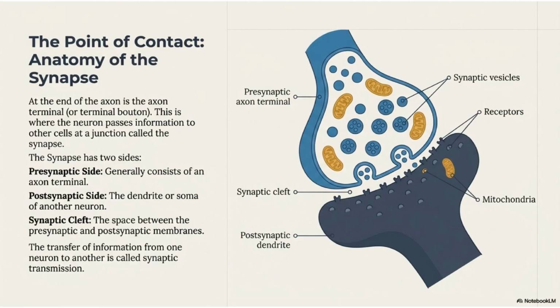We arrive at the point of contact, the anatomy of the synapse. At the end of the axon sits the axon terminal, or terminal bouton. This is the junction where the neuron passes information to other cells. The structure is divided into two sides separated by a gap called the synaptic cleft. The presynaptic side consists of the axon terminal, while the postsynaptic side is usually the dendrite or soma of the receiving neuron. The transfer of information across this gap is essentially what we call synaptic transmission.